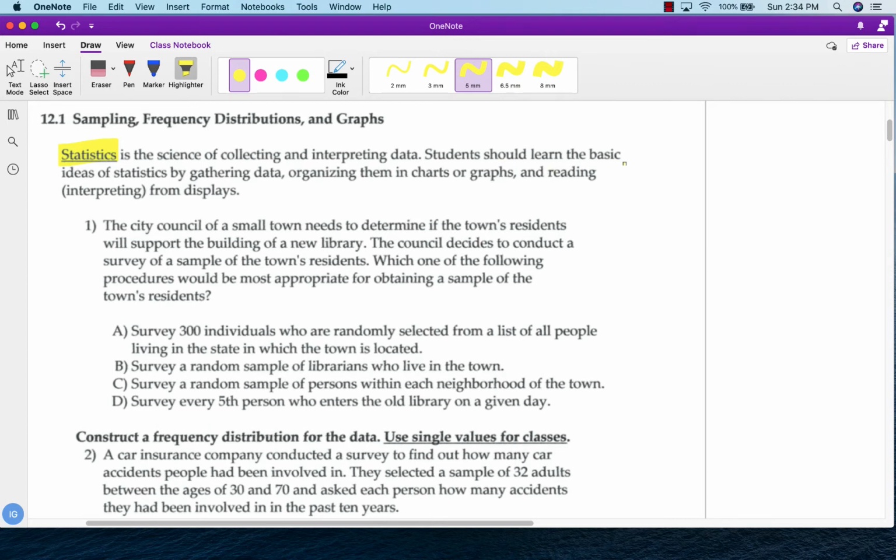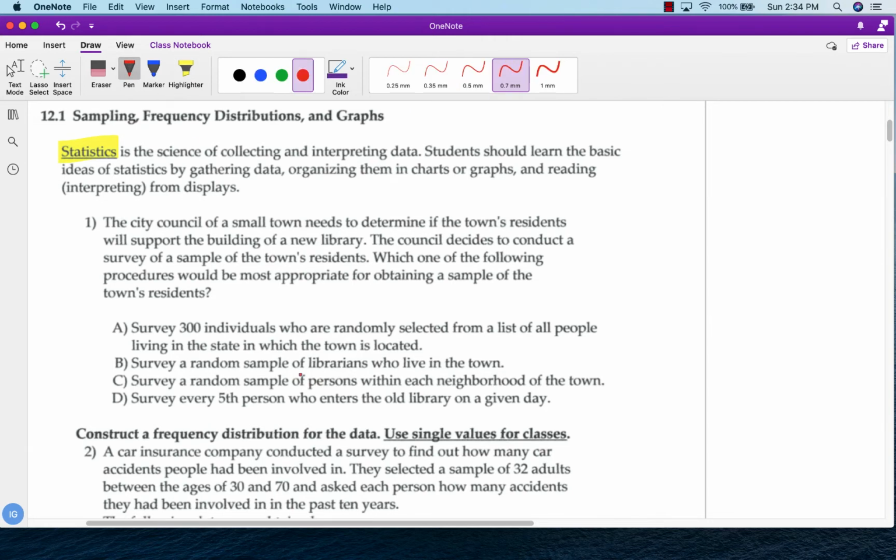Students should learn the basic idea of the statistics by gathering data, organizing them in charts or graphs, and reading or interpreting from displays. So we're basically going to do all that in this section. Okay, we're going to start with a question. So here we have number 1.